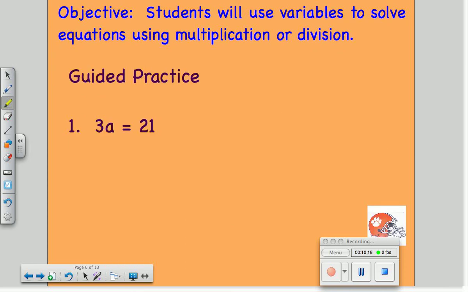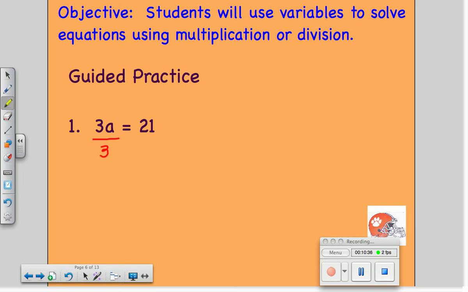Guided practice number 1, 3a equals 21, 3 times a. The opposite of multiplication is division, so I divide by whatever a is being multiplied by. A is being multiplied by 3, so I divide by 3.